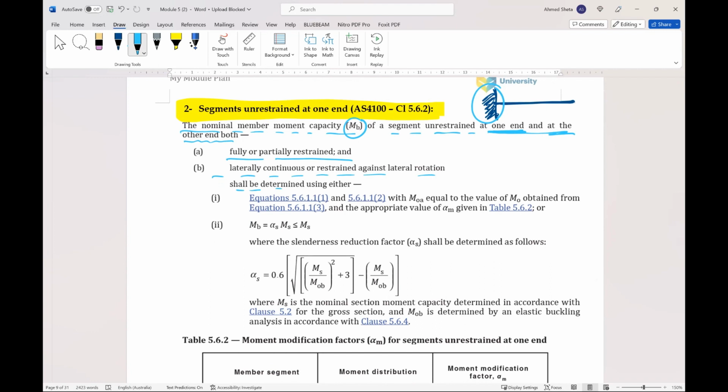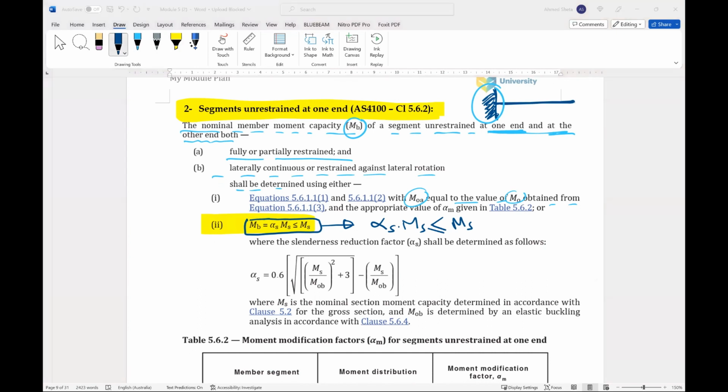Equation 5.6.1 with MOA equal to MO, as we have done, or this procedure. So MB equal to alpha S times MS, and cannot be more than MS. So this is the member capacity for a cantilever, which is restrained at one end and unrestrained at the other end. So this end is restrained and this end is free, so it is unrestrained.